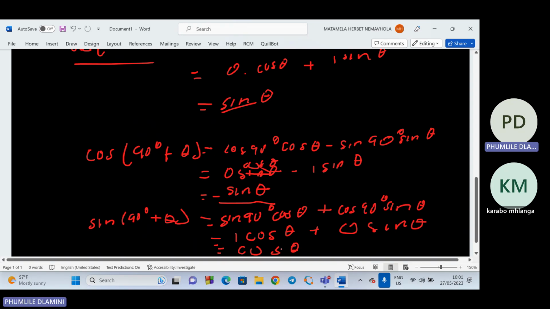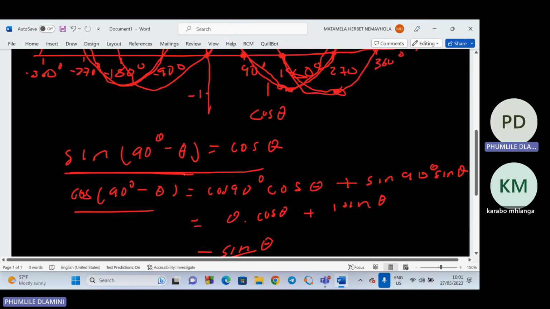So now you have these 4 identities. You can memorize them. When it is 90, those are just special ones that you can remember.